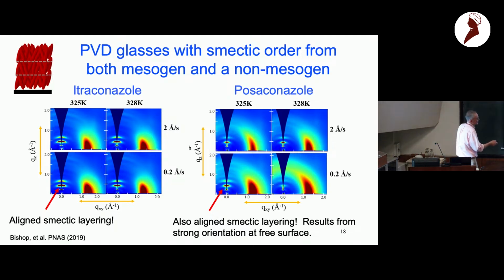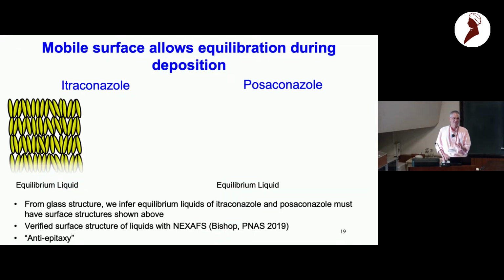The more amazing thing, though, is that you can do this for a molecule that doesn't have any equilibrium liquid crystal phases. And it still gives you something that looks like an aligned smectic domain. And so I think it's useful to understand how this happens because it'll give you more insight into the deposition process.